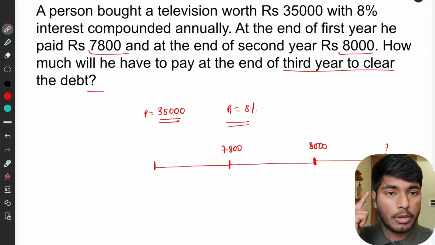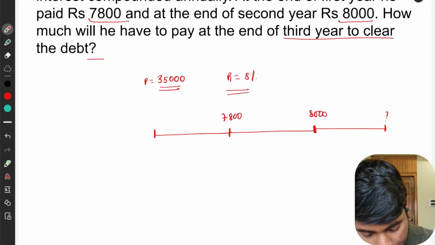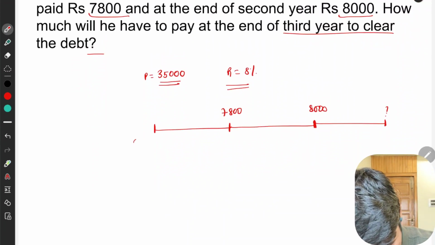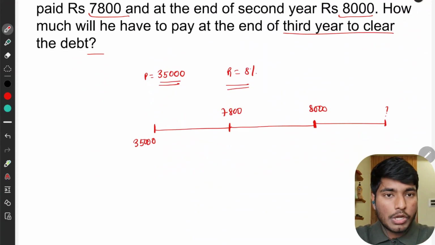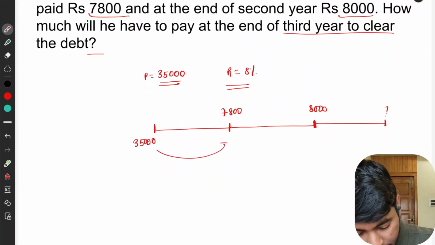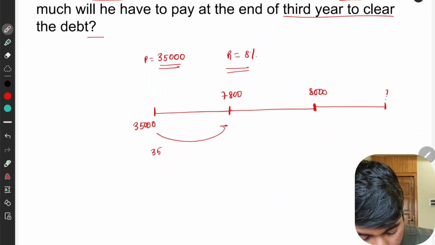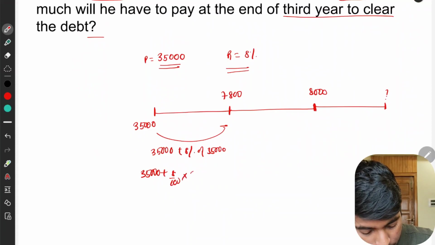Pardon me, guys. So what was I saying? Just assume that here I am having 35,000. What is the total amount at the end of first year? At the end of first year, can I say it will be 35,000 plus 8% of 35,000? Definitely yes. So that will be equal to 35,000 plus 8 by 100 of 35,000.